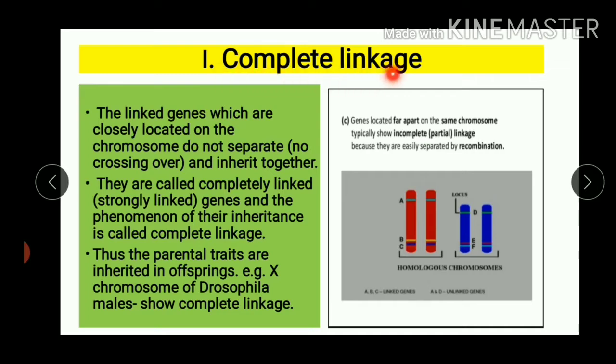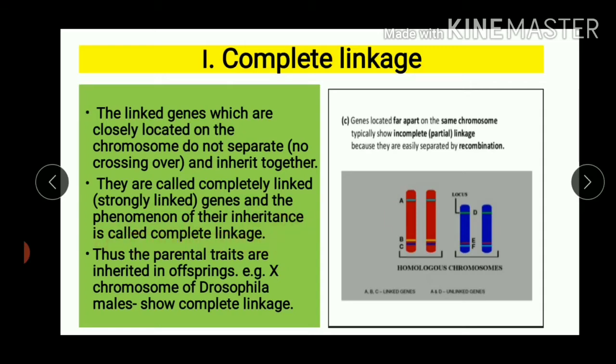Let us study complete linkage. Here complete means together. The linked genes which are closely located on the chromosome do not separate, there is no crossing over, and they inherit together. If the genes are inherited together, then that linkage is called complete linkage. They are called completely linked or strongly linked genes, and the phenomenon of their inheritance is called complete linkage.